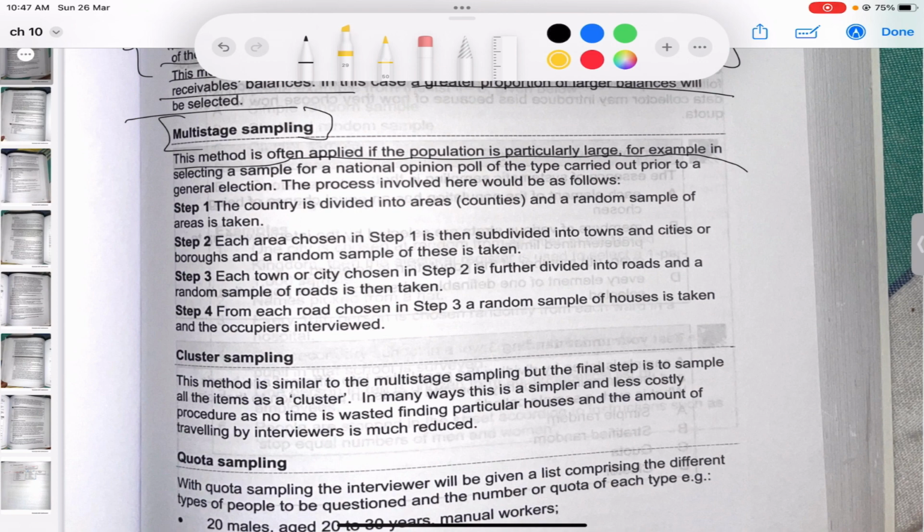So now these are the things which come under multi-stage sampling. The country is divided into areas and a random sample is taken. Each area is subdivided into towns and cities, and then again the towns will be bifurcated, and from each road a random sample is taken. So you are basically bifurcating the entire sample into more and more divisions. That is what is known as multi-stage sampling. So I hope you understood the difference between multi-stage and stratified. Stratified is just equal proportions from every stratum, and multi-stage is when you are bifurcating the sample into more sections.